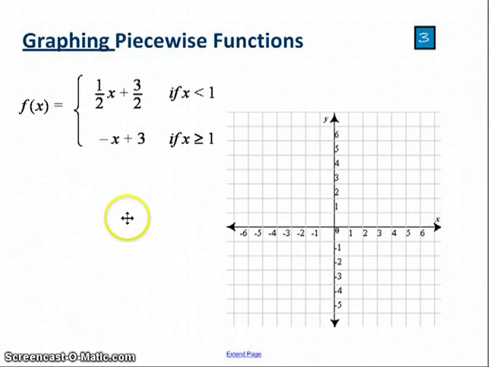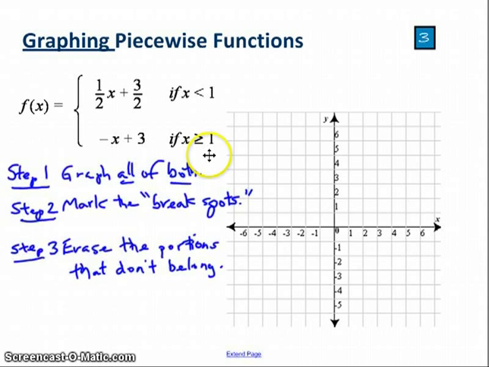But now we're going to work on graphing piecewise functions. So in this case, I've got a piecewise function that has one situation when you're to the left of 1, and a different situation when you're either at 1 or to the right. There are 3 steps to graphing these.